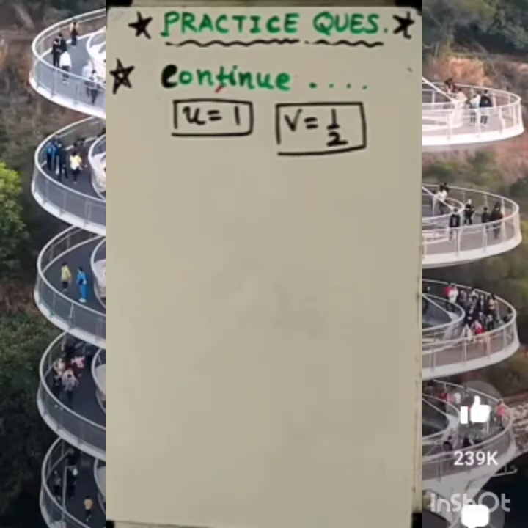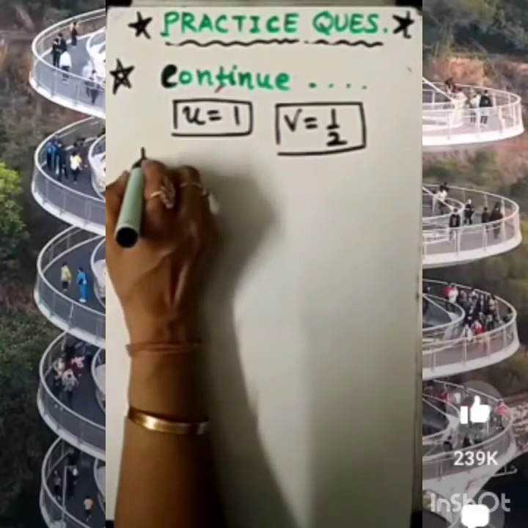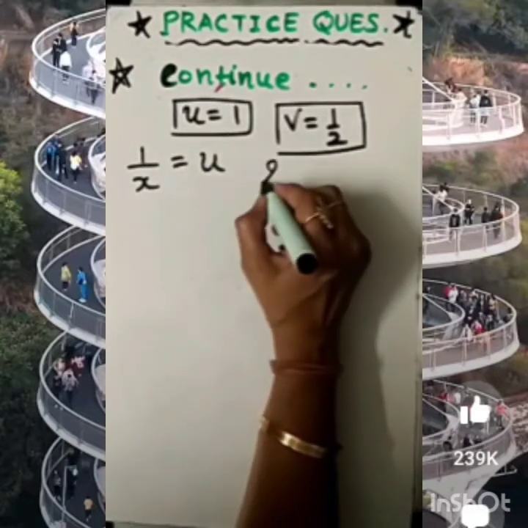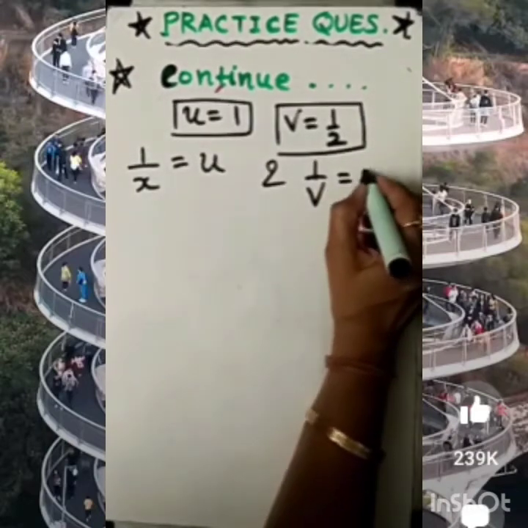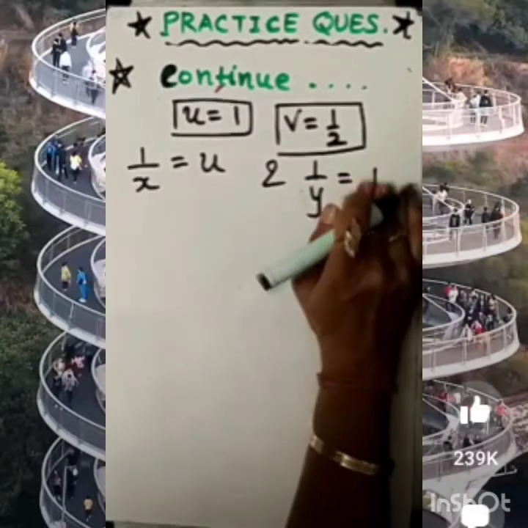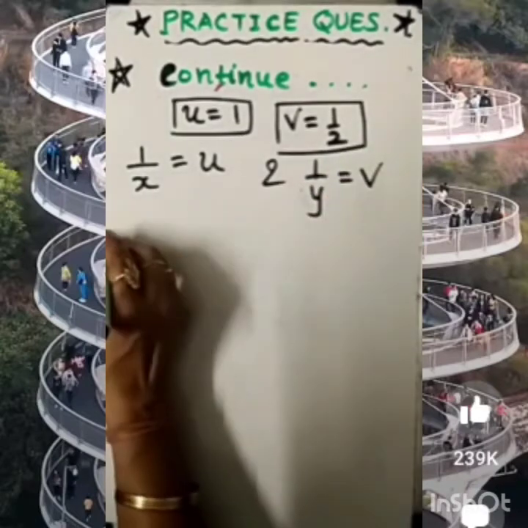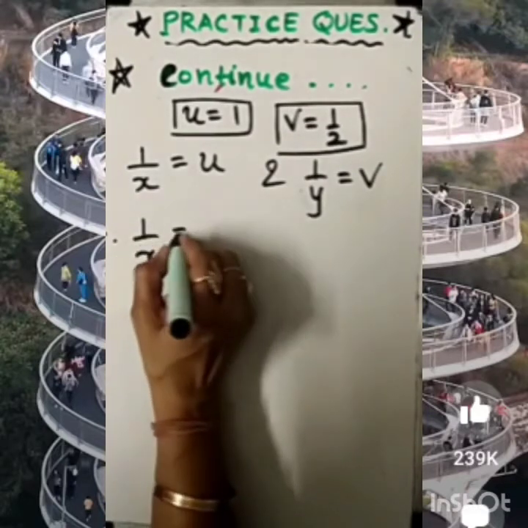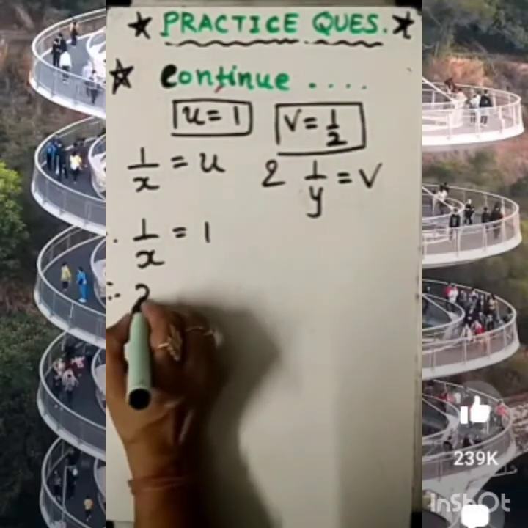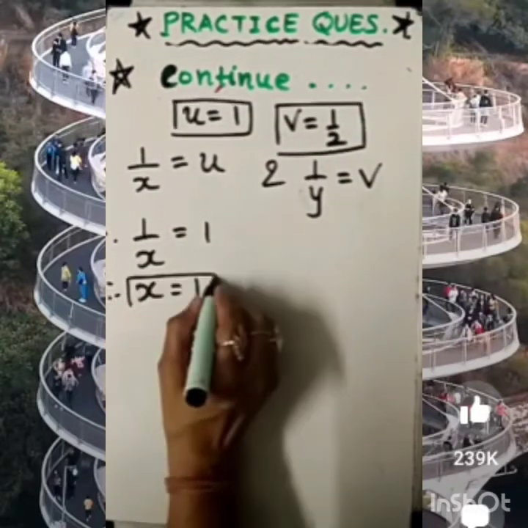So my dear student, the value of u equal to 1 and v equal to 1/2 we got. Now let's think about our assumption. If you remember nicely, we have assumed 1 upon x equal to u and 1 upon y equal to v. So dear student, I am putting the value here. 1 upon x is as it is, equal to 1 here. Therefore, 1 upon x equal to 1. So x will be 1 by 1. So it will be 1.